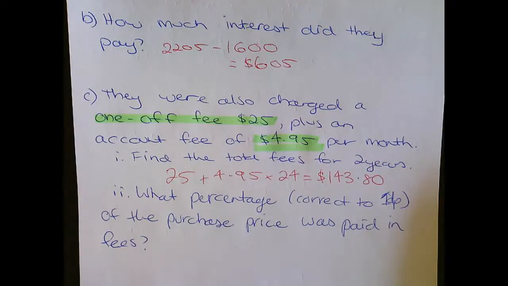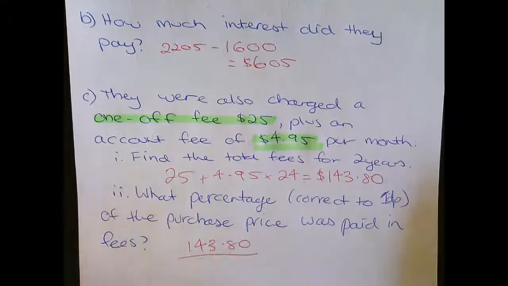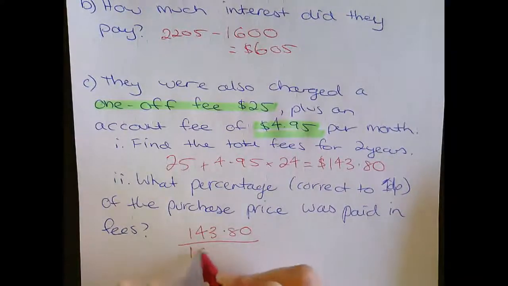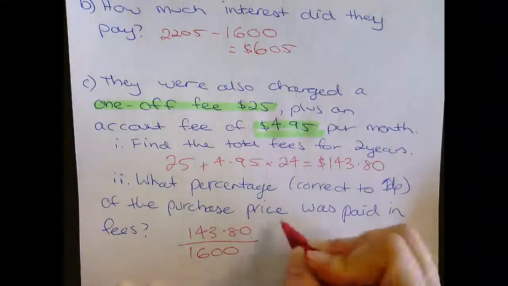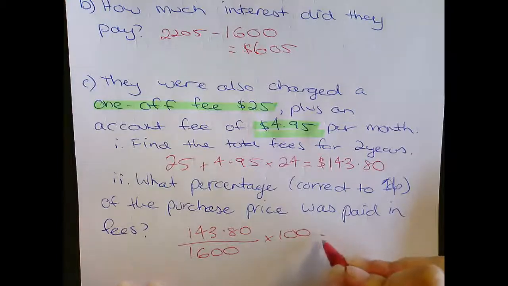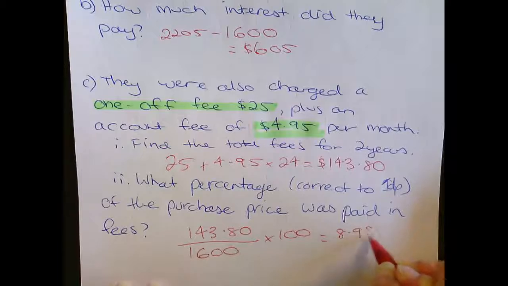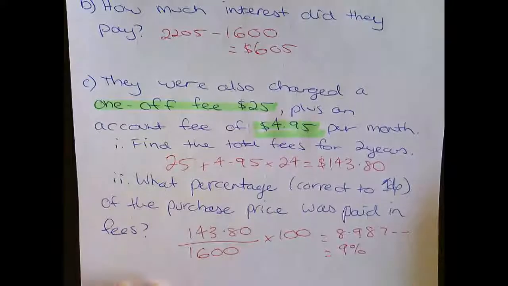Part 2 of the question, what percentage of the purchase price was paid in fees? So we've got the fees there over the total purchase price, and I want to convert that to a percentage. Be interesting to see how much they're actually charging in fees. It's quite high just in fees alone. It actually made me double check, does that make sense? 8.987, so to 1 decimal place that would actually round up to 9%.